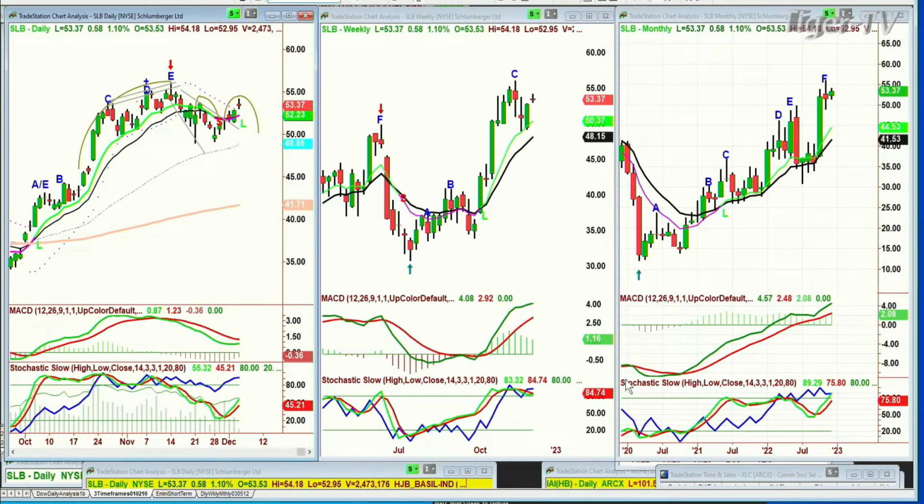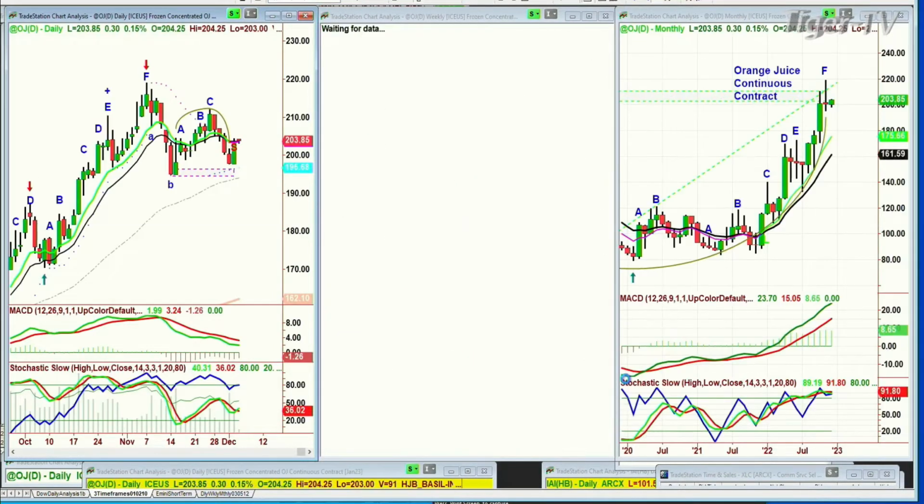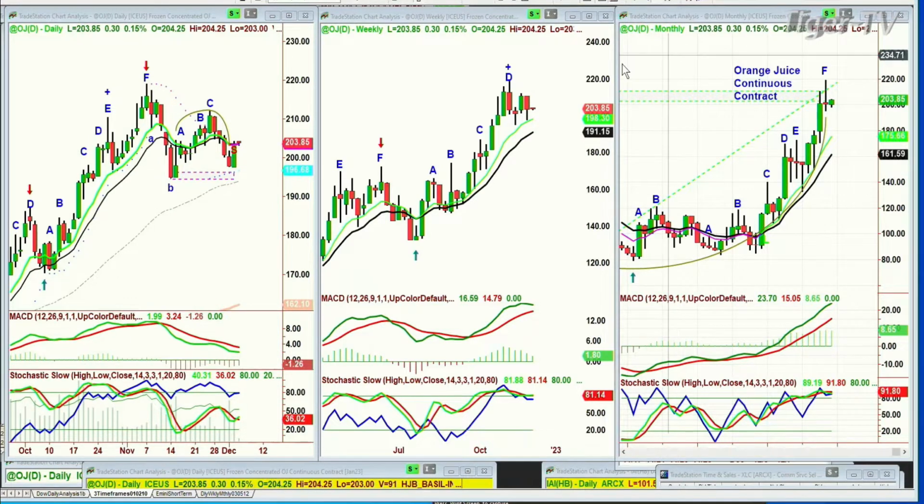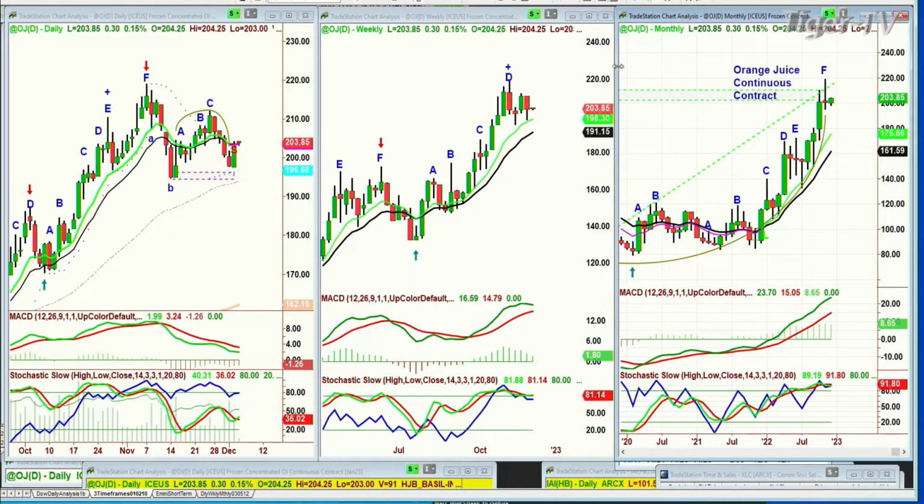Next question I had was, Vic wanted to know about OJ. I'm pretty sure he meant orange juice. It's exactly this H pattern that we were looking at here. Orange juice has made a doji candle. Oh, look at the symmetry. When I talk about bar symmetry, it's the same as a peak D.